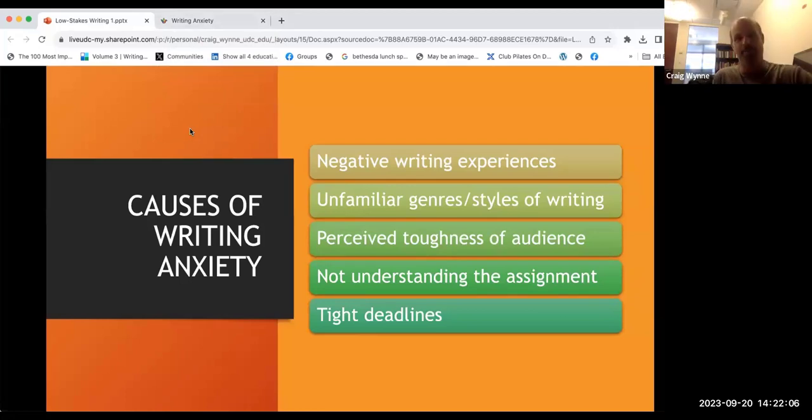Also, tight deadlines as well, and unfortunately, this becomes very much a self-fulfilling prophecy when students have put off assignments due to a lack of confidence, like Grace was talking about, and the deadlines get shorter and shorter.